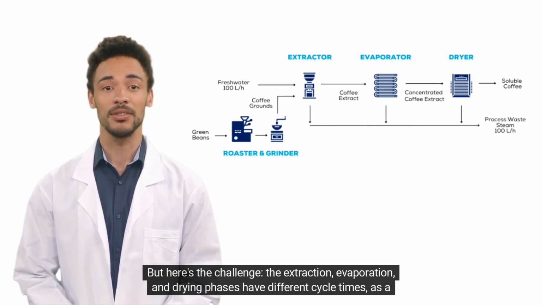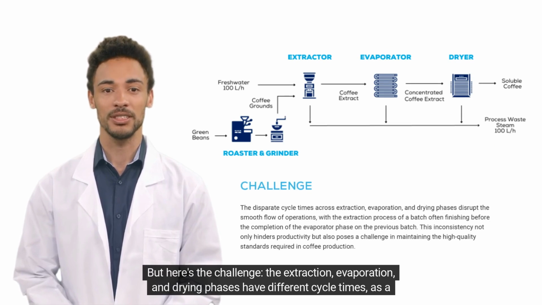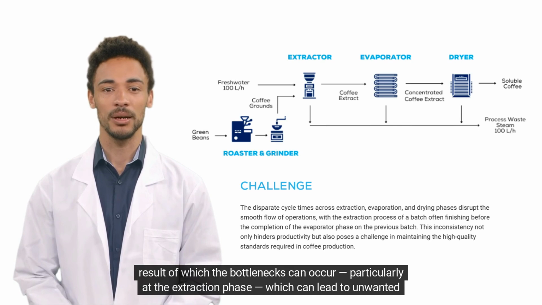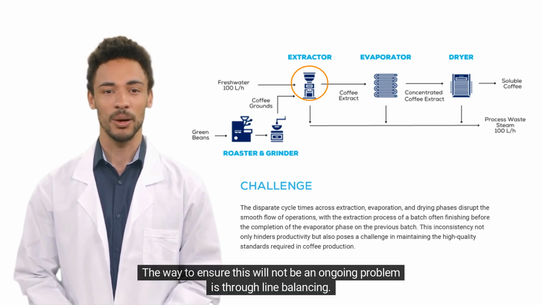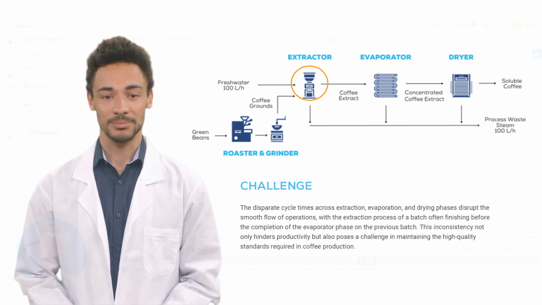The extraction, evaporation, and drying phases have different cycle times, as a result of which bottlenecks can occur, particularly at the extraction phase, which can lead to unwanted downtime. The way to ensure this will not be an ongoing problem is through line balancing.